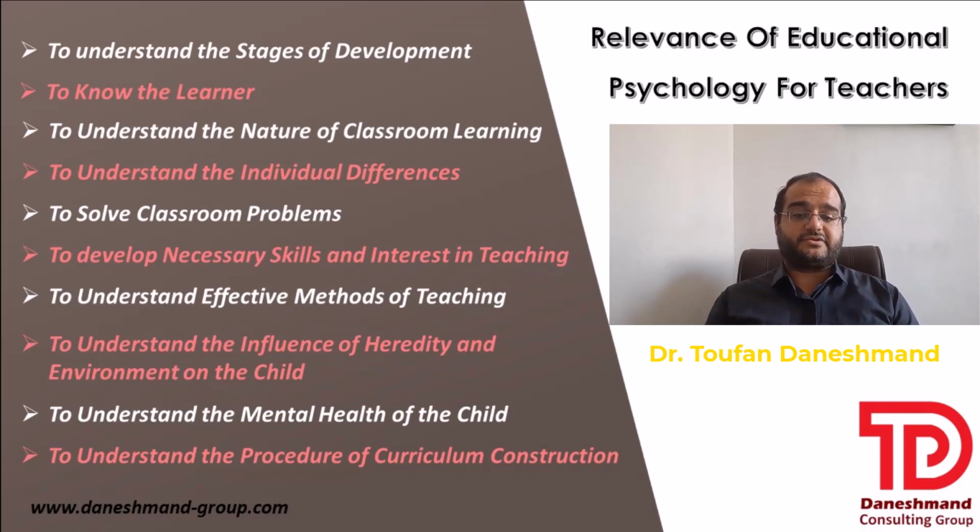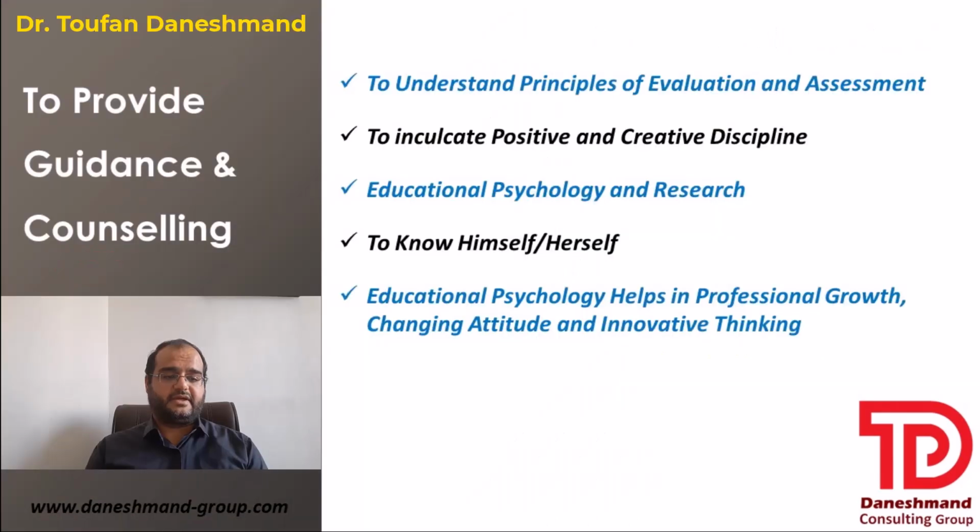The eighth aim is to understand the influence of heredity and environment on the child. Educational psychology helps the teacher to know that the child is the product of heredity and environment. They are the two sides of a coin. Both play a prominent part in the all-round development of the child. While the child is born with a number of hereditary qualities, environment helps them to be modified according to the requirement of the society.